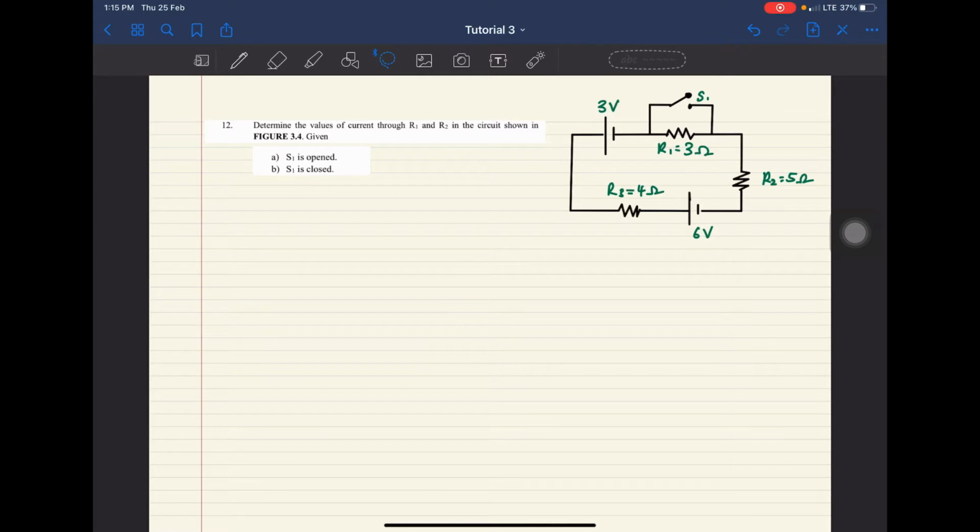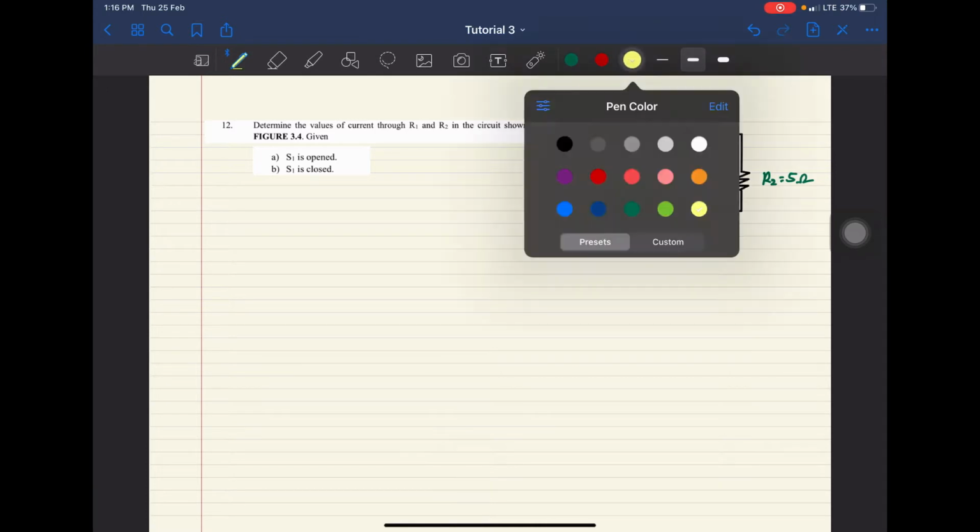So this is the circuit on the right here. If you want to find the current when the S1 circuit is open, it actually looks like this. So if it is like that, basically you can assume that there's nothing here because the current wouldn't flow over there. So you can simply ignore this part. Okay, so this is how the circuit looks like.